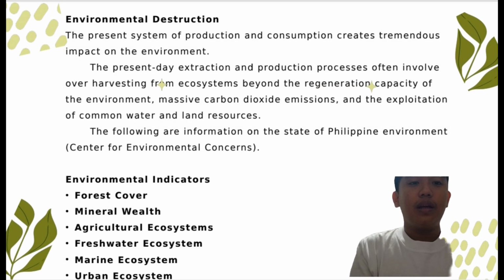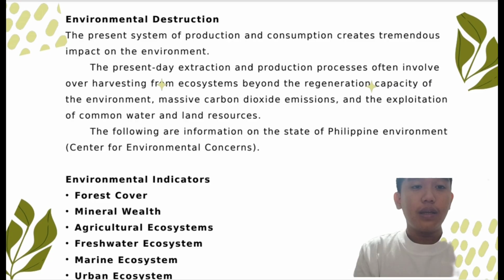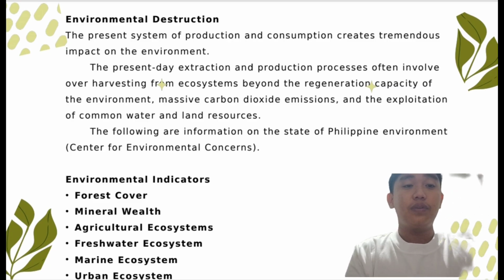Environmental destruction. The present system of production and consumption creates tremendous impact on the environment. The present-day extraction and production processes often involve over-harvesting from ecosystems beyond the regeneration capacity of the environment, massive carbon dioxide emission, and the exploitation of the common water and land resources. The following is information on the state of the Philippines' environmental indicators. First one is forest cover, mineral wealth, agricultural ecosystem, freshwater ecosystem, and urban ecosystem.